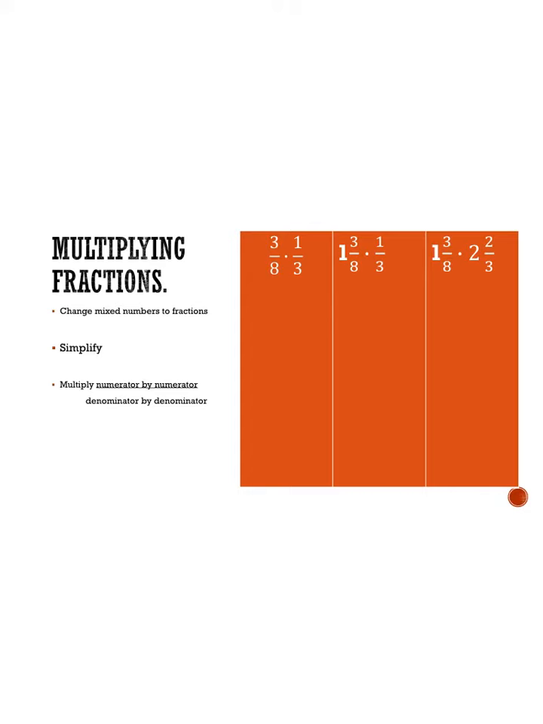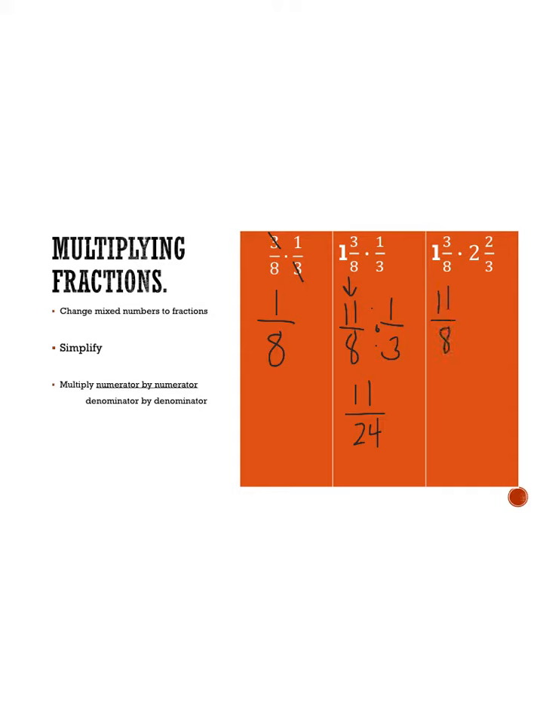So the first set is 3/8 times 1/3, and I'm going to simplify ahead of time. 3 divided by 3 is 1, and so all I have is 1/8. Here we have to change the mixed number to a fraction. We have 1 times 8 is 8, 9, 10, 11 eighths, times 1/3. Nothing to simplify, so I'm just going to multiply 11 times 1, which is 11, and 8 times 3, which is 24.